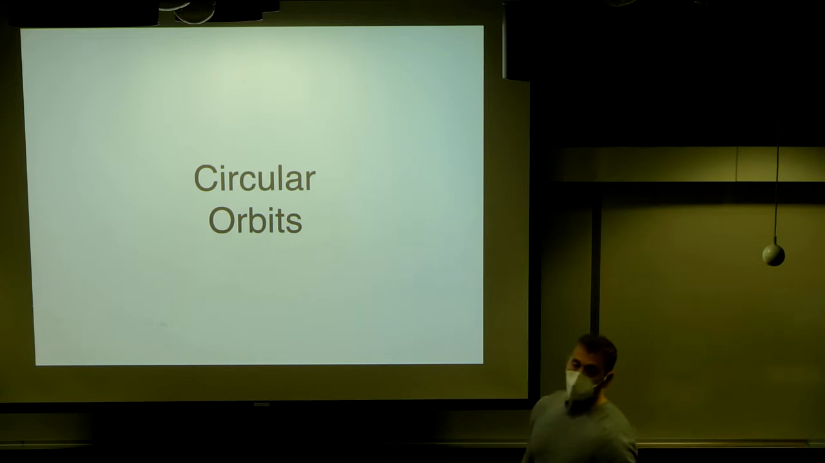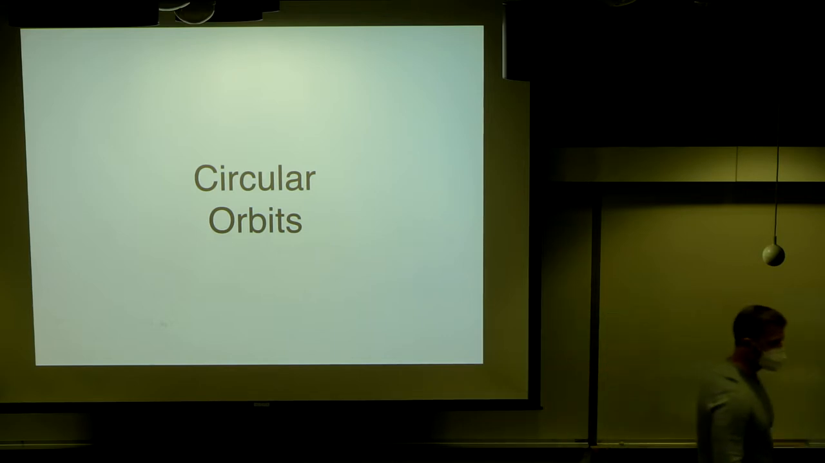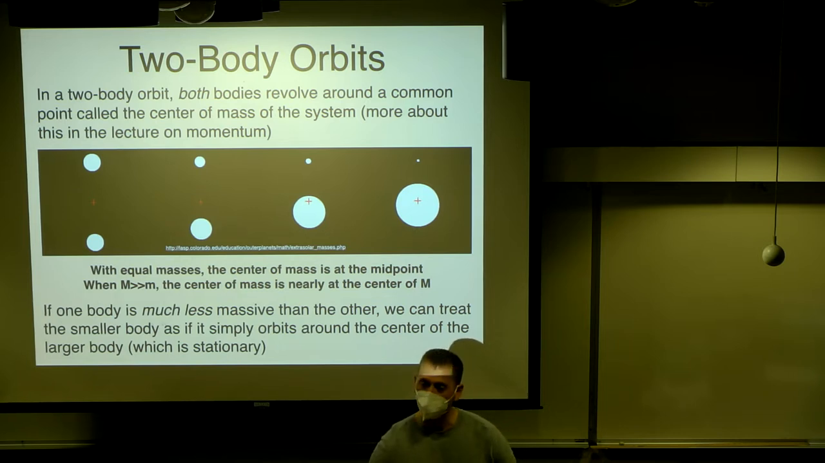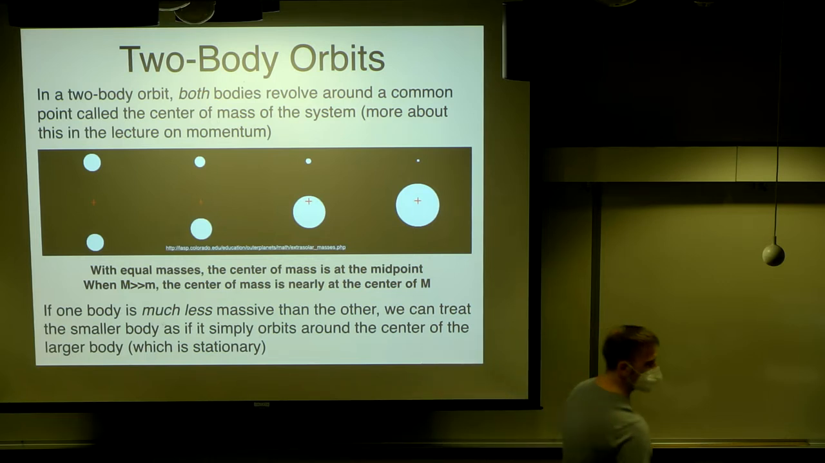All right, so that takes us to circular orbits. Let's get into it. In general, when we're talking about orbits, this can get pretty complicated. You can have a bunch of different celestial objects, like a bunch of different planets, stars, and moons, that are all involved in some kind of orbit. We're going to stick to the simplest case, which is something called a two-body orbit. That just means there are two objects involved, and we ignore everything else.